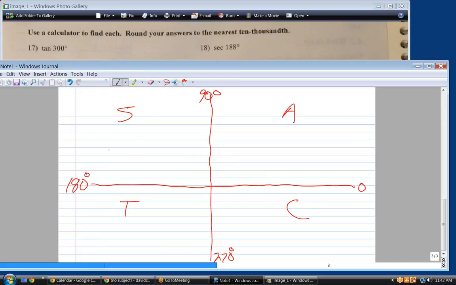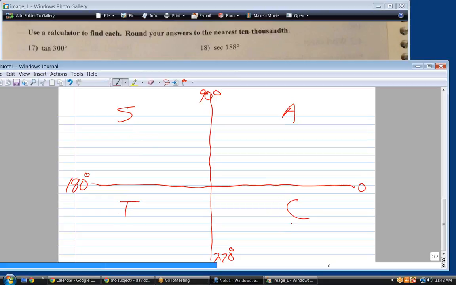In the second quadrant, the only plus trig functions are sine and, of course, its reciprocal. If sine is positive, its reciprocal cosecant has to be positive also. In the third quadrant, only tangent. In the fourth quadrant, only cosine.